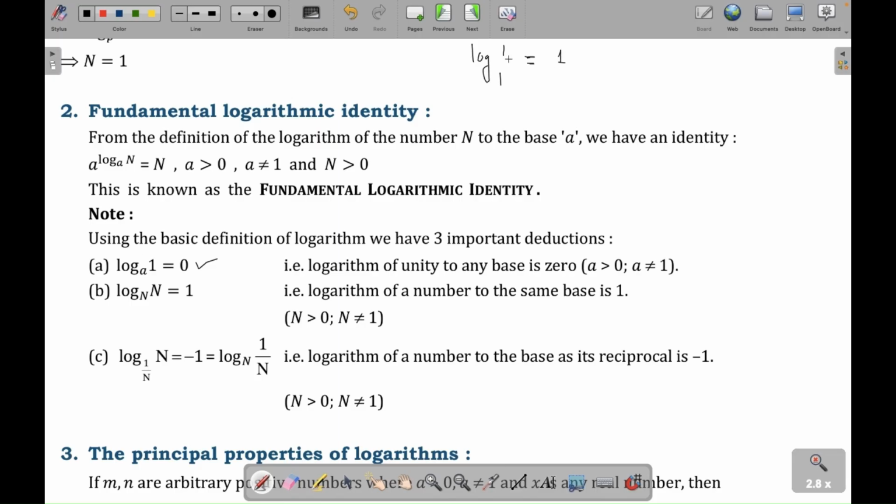So that is why when we are discussing the domain, we specify that the base cannot be 1, a is not equal to 1. Because you know that 1 to the power 1 is 1 and 1 to the power 0 is also 1. So that will make the log function ambiguous. That is why we say that when the base is 1, we will not be applying log.